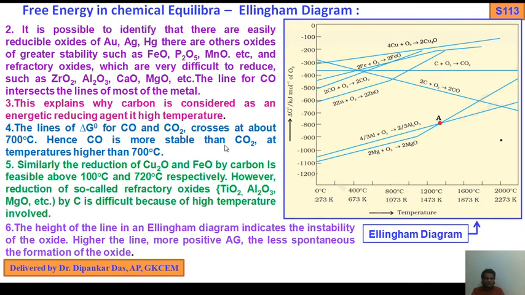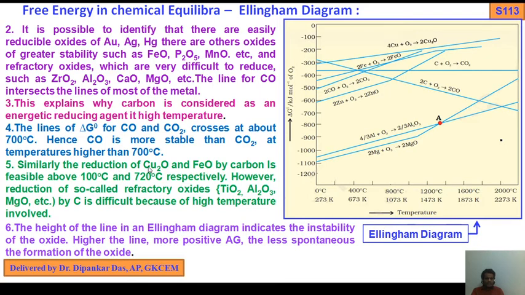Hence, CO is more stable than CO2 at higher temperatures. You see, the temperature for CO2 is around 400 degrees centigrade, but for CO the temperature is much higher. So CO is more stable than CO2.